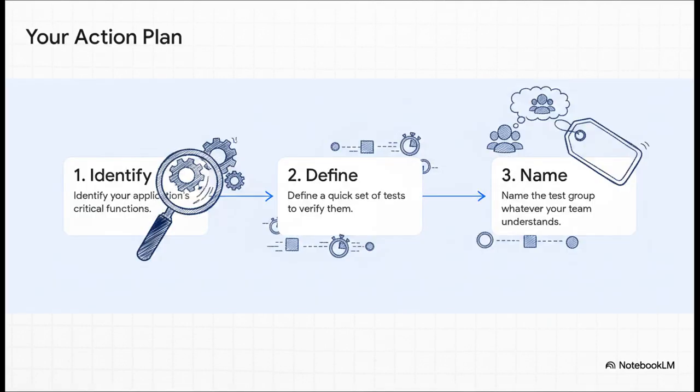So here's what you should actually do. Step 1, figure out what the absolute must-work critical parts of your application are. Step 2, put together a really quick set of tests to make sure they work. And step 3, this is the most important part, call it whatever you want. Call it the "is it on fire" test. As long as your whole team knows what it means, you're good.